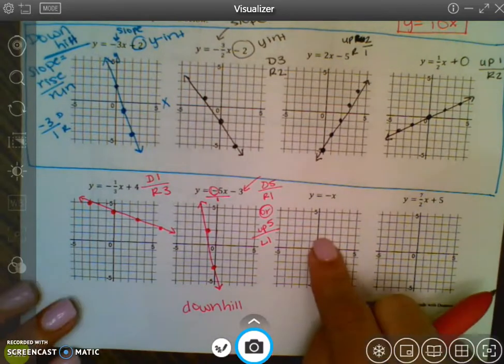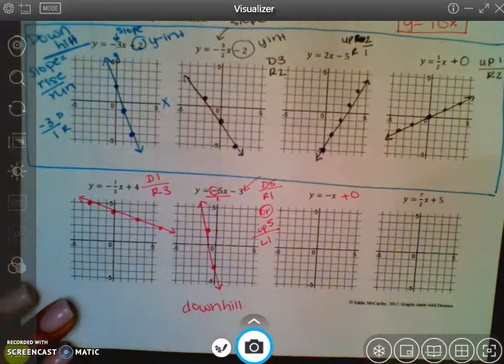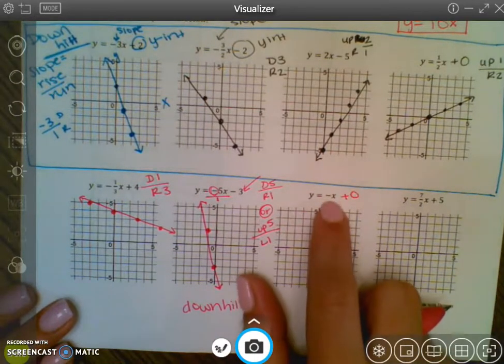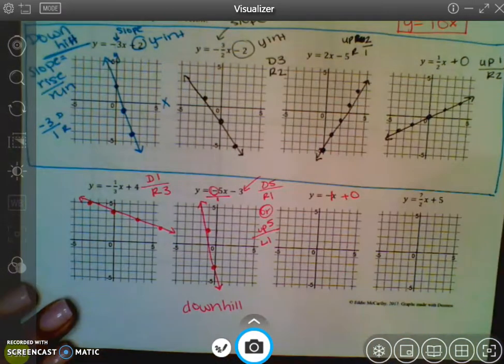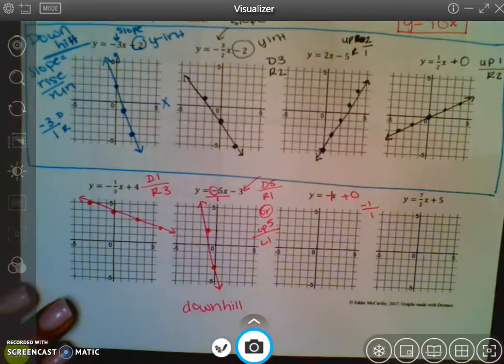Okay, so this one should also be down. It's a negative x plus 0. And remember, what did we say when there's just an x here? What number goes in front? We used it above. 1. So this is a negative 1x. So this is a negative 1 over 1 is what we're doing.